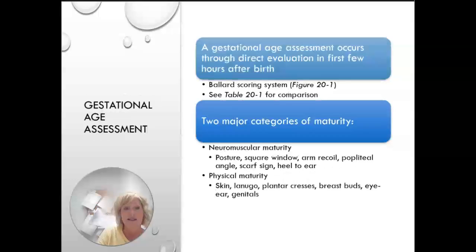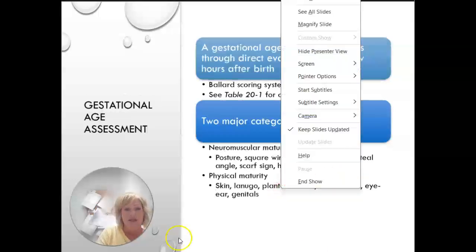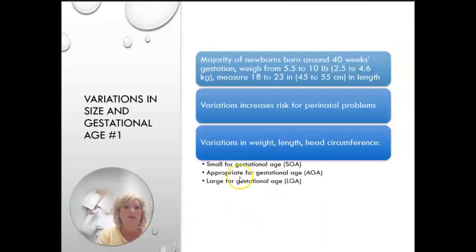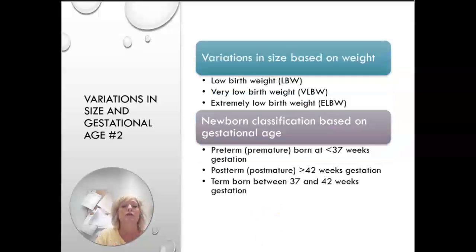Can you see the difference? I'm trying to go backwards to show you. Here we have small for gestational age. This is gestational, so if you've got a 38-week gestation mom and baby should weigh 5.5 pounds and baby only weighs 4.2 pounds, that's going to be small for gestational age. So going to our variations based on weight: low birth weight, very low, or extremely low.